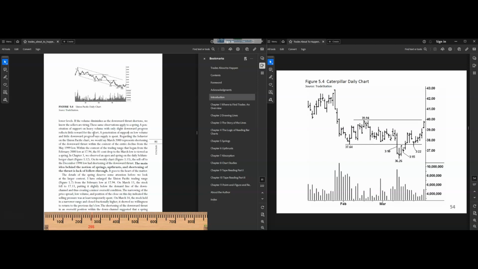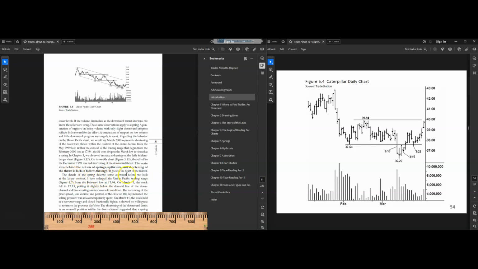And here is the key. The main idea behind the notion of spring, upthrust, and shortening of thrust is the lack of follow through. I can't tell you how important this is, because this is what a fake out is. A fake out is a wannabe breakout without follow through, which is your spring or upthrust. And in the context of a trend, weak follow through would create a shortening of the thrust. It goes to the heart of the matter.